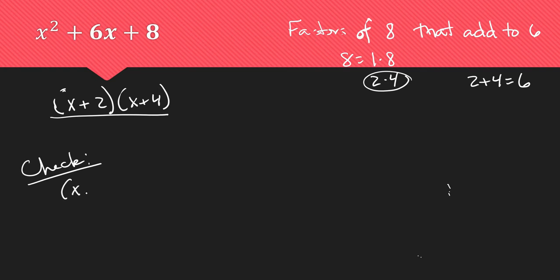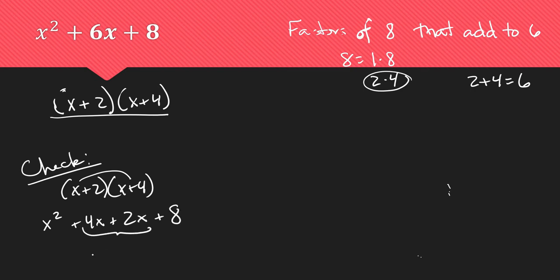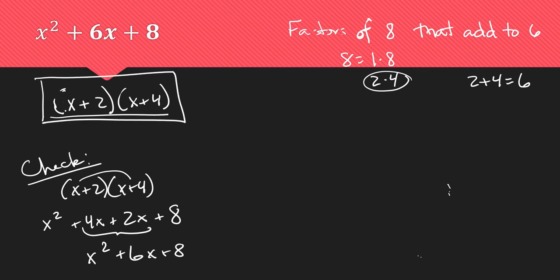So if I take x plus 2 and x plus 4 and FOIL them, first times first is x squared, outside, inside, last, combining my like terms, and I do in fact get the trinomial that I started with. So my answer to factoring is the factors are x plus 2 times x plus 4. So those are my factors.